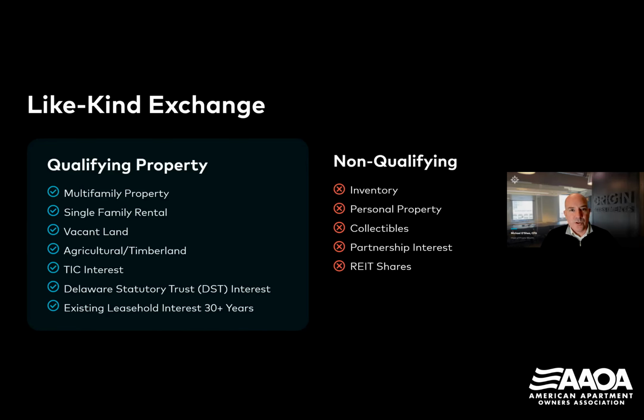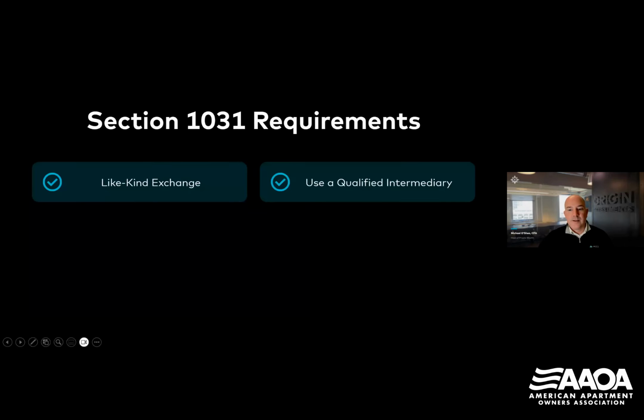Personal property used to qualify, but the Tax Cuts and Jobs Act of 2017 repealed that. So everything on the right does not count anymore. You can't do collectibles or art or personal property. If you own a partnership that owns real estate, you can't sell your partnership interest and 1031 exchange it. On the right-hand side, those would all qualify for qualified opportunity zones, which is also something we do at Origin. But for the purposes of a 1031 exchange, it's just everything on the left.